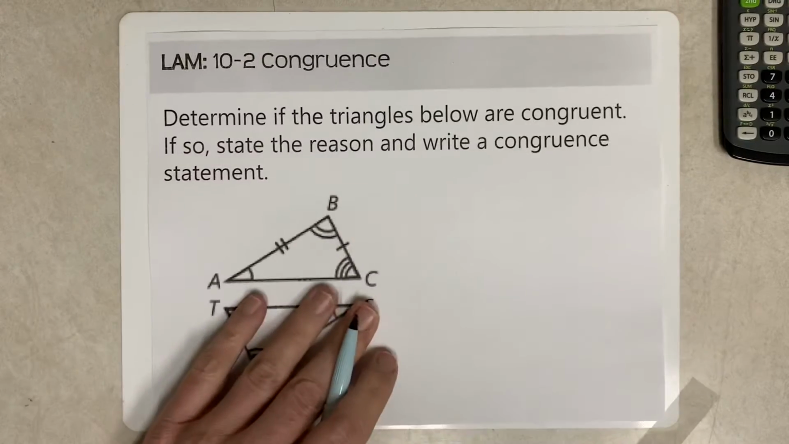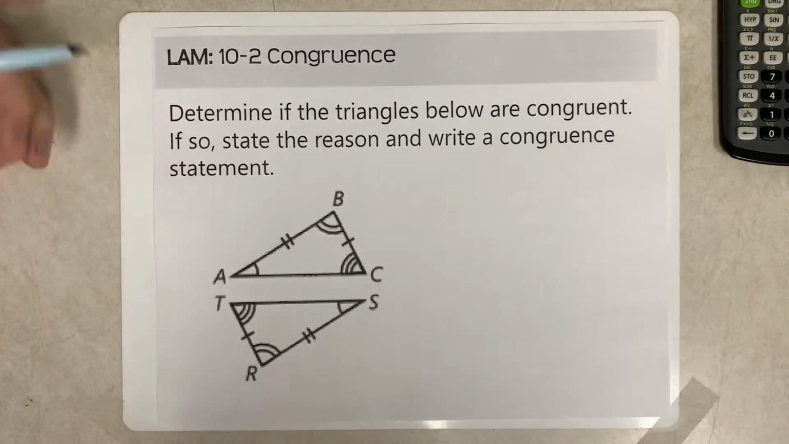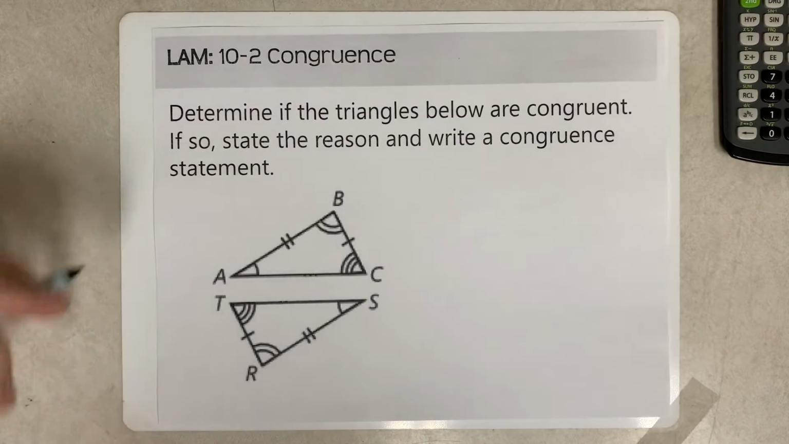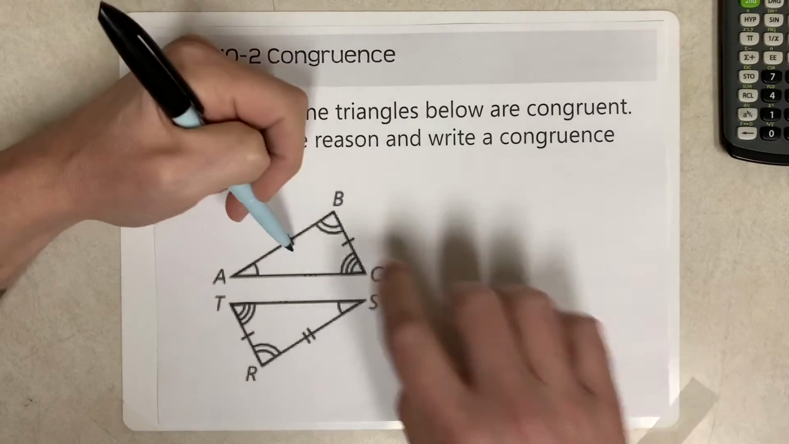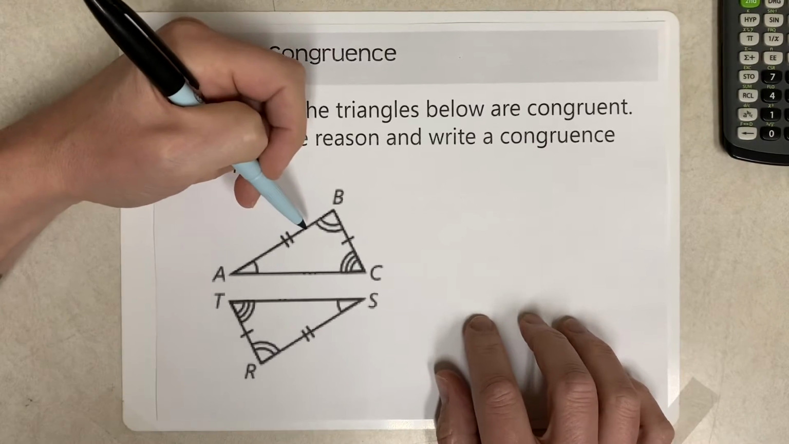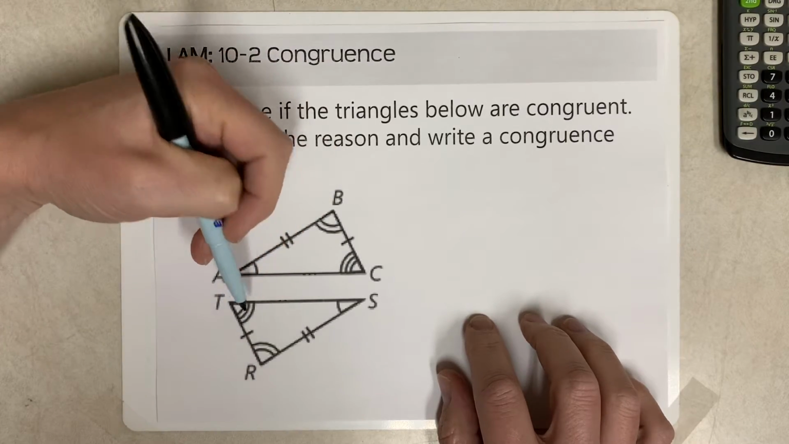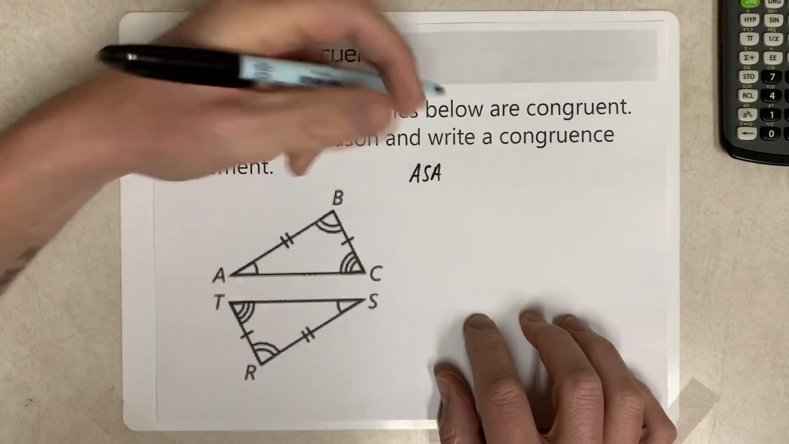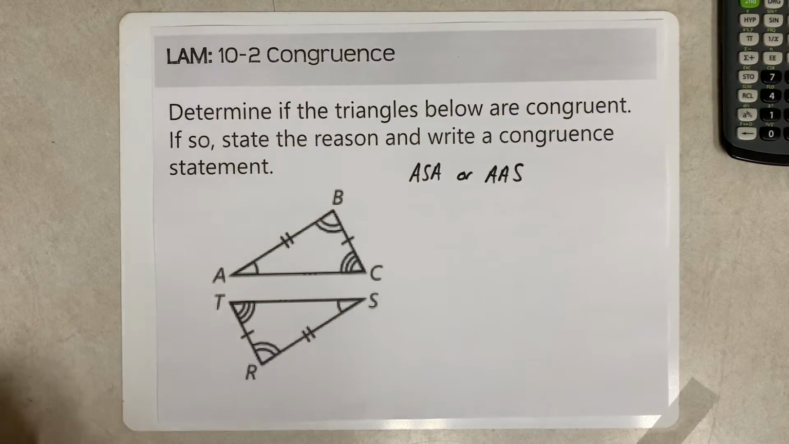All right, so now we're going to get on with it, and we're going to have some examples. Determine if the triangles below are congruent. If so, state the reason and write a congruent statement. That same stem is going to be for most of these. So we do have three angles matching up, and we have two sides and two sides. So basically for this one, there's a couple things you could say. You could say angle, side, angle, ASA, but you could also do angle, angle, side. Either one of those would be okay to say if they're congruent.